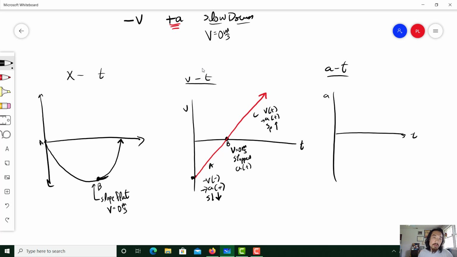And the slope for a velocity versus time graph is the acceleration. So we can just draw it like this. Okay, so whatever this slope might have been. All right, let's do one more.